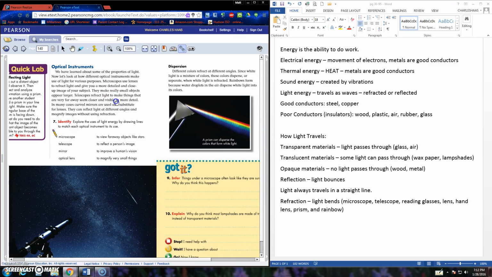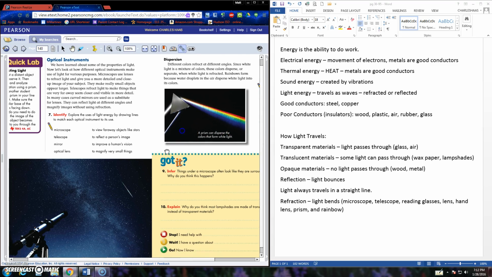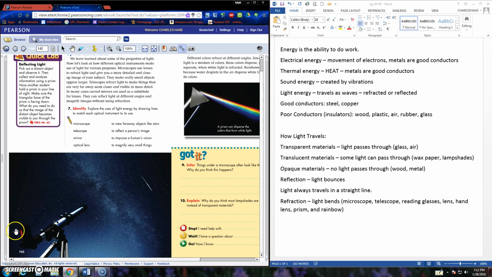Optical instruments. So here we go. Here's some more refraction happening here. Here's a great example of the prism. The white light is coming in straight. It gets bent in the prism, and now it leaves straight, but it leaves at different wavelengths because of the different colors of the rainbow. Here's an example of the telescope. You look through the telescope and it makes the stars and comets that are really far away appear close up. So it's got lenses in the telescope that bend the light, making it seem closer than it really is.